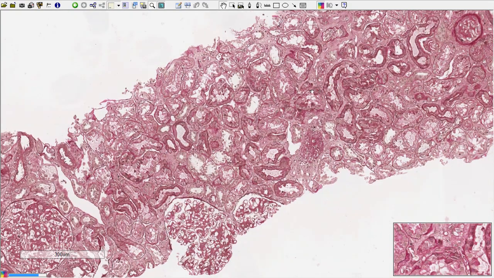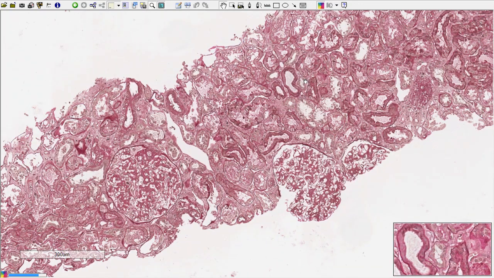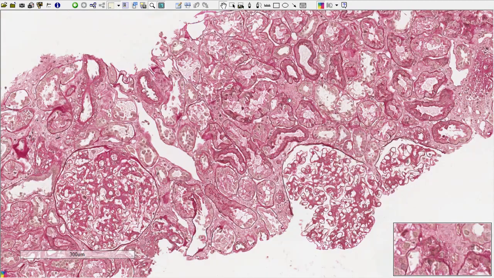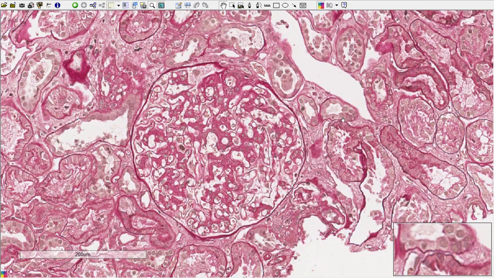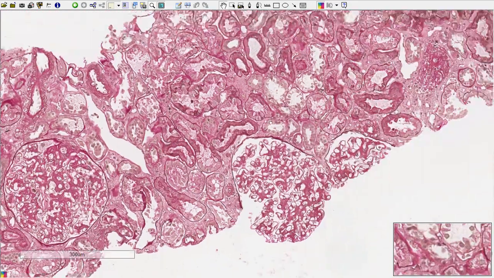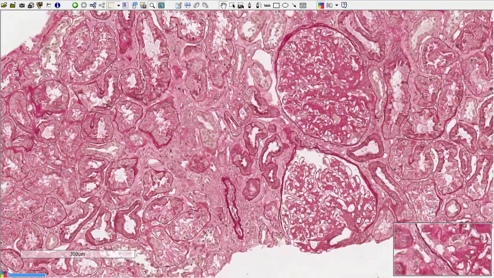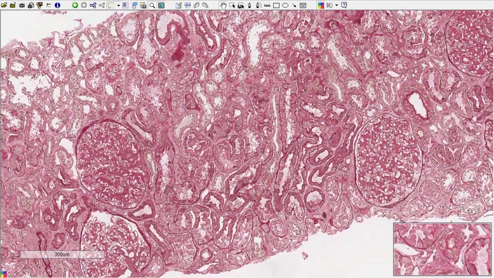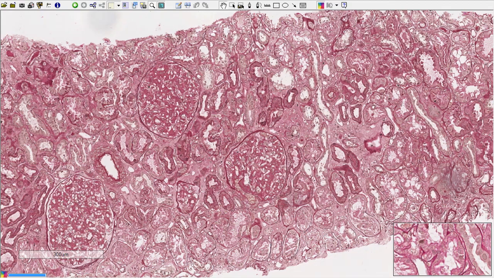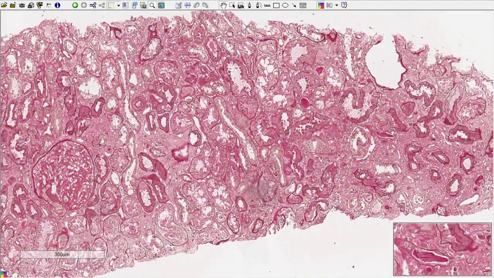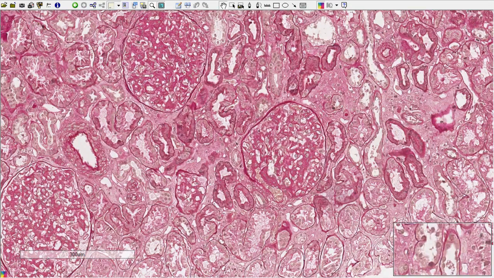So if we remember the clinical history of this patient, he had 2 previous episodes of gross hematuria, and he has now nephrotic range proteinuria, and he has also psoriasis in his past medical history. So with these features, at this moment, my first diagnosis, waiting for the other studies, immunofluorescence and electron microscopy, would be for sure IgA nephropathy.